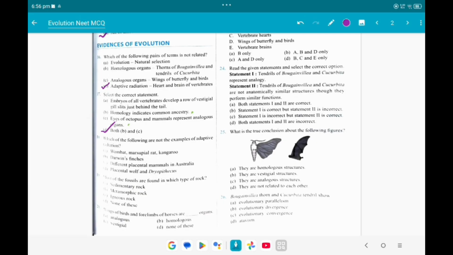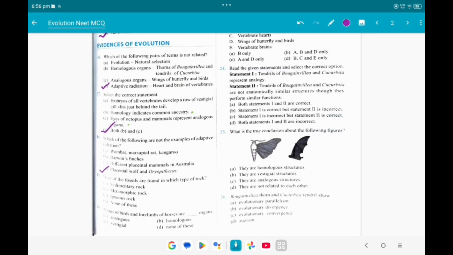Wombat, marsupial rat, kangaroo, these are examples. Darwin finches are also. Different placental mammals in Australia, these are also. Placental wolf and Dryopithecus, this isn't an example of adaptive radiation. These are two from different topics. Placental wolf is what you study under placental versus marsupial organisms, and Dryopithecus is what you study when you're studying human ancestry. It's basically an ancestor of the present day chimpanzees and gorillas. So these are not related or examples of adaptive radiation.